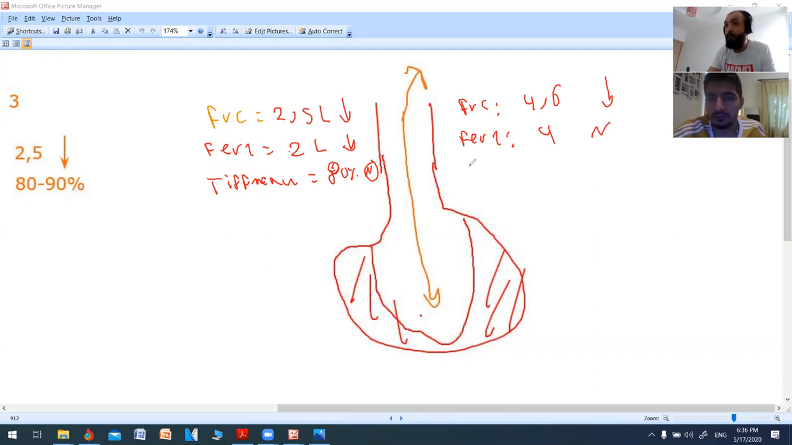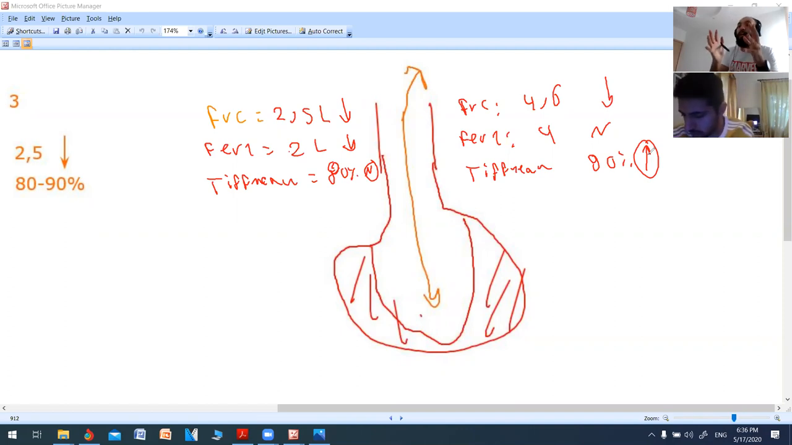Good. Normal. If no, 90%. So no, if no is high. So the Tifno can be in restriction, can be normal or high. What is the meaning of high Tifno? It means that the lung has a lot of recoil, so it will collapse like this to get all the air out in the first second. So it means it's rigidity. Fibrosis, most probably, if Tifno is high.